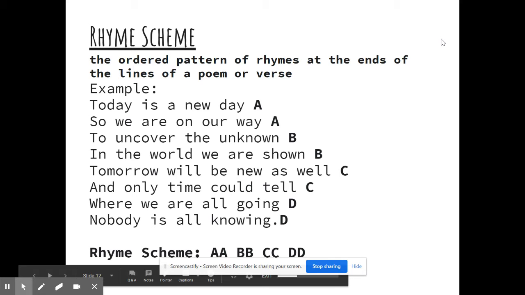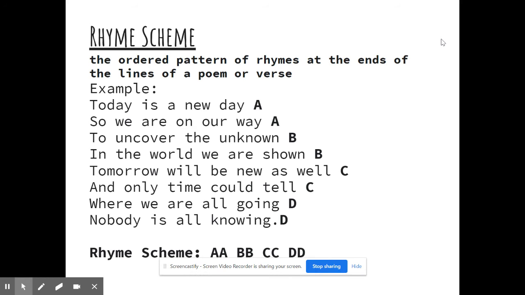Okay, so here's this one. Today is a new day, so we are on our way to uncover the unknown in a world we are shown. Tomorrow we will be new as well, and only time could tell. Where we are all going, nobody is all knowing.